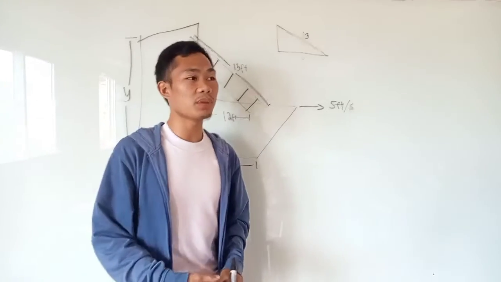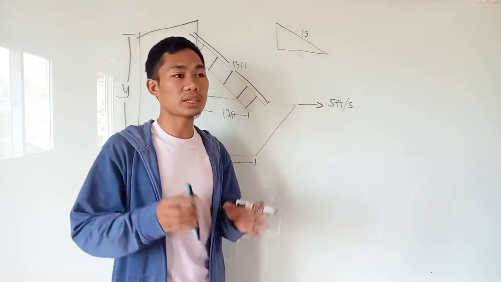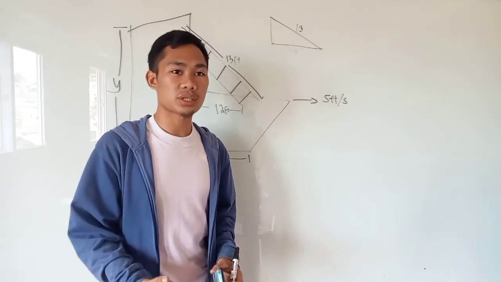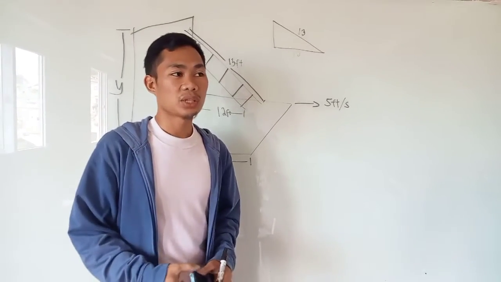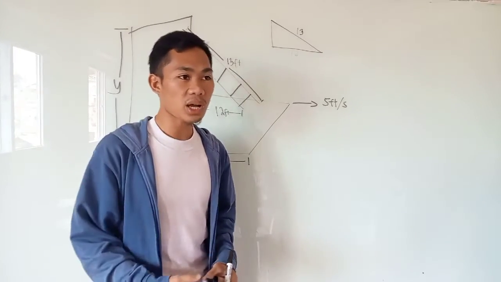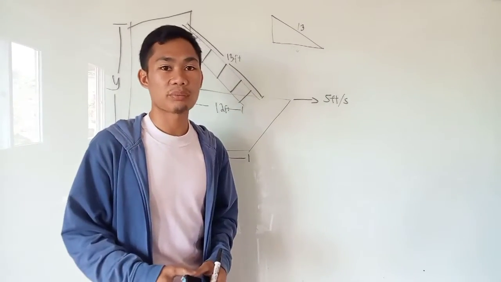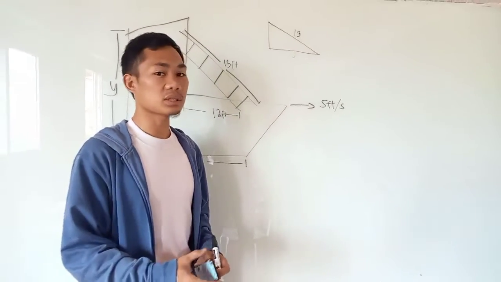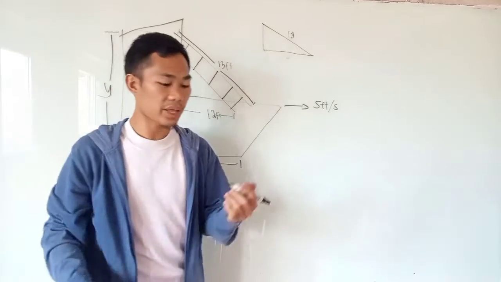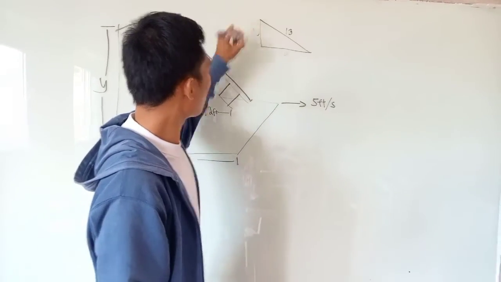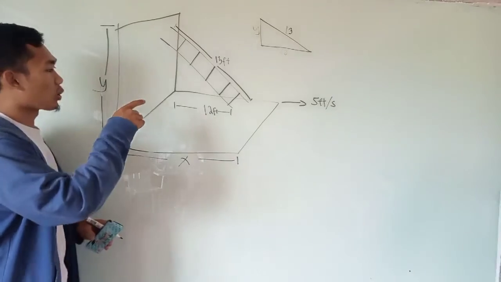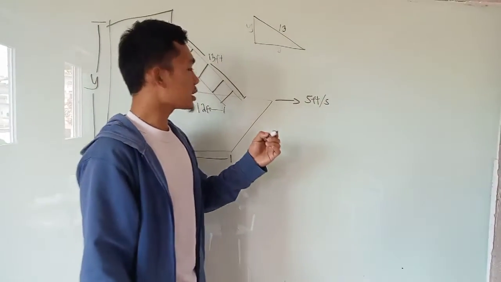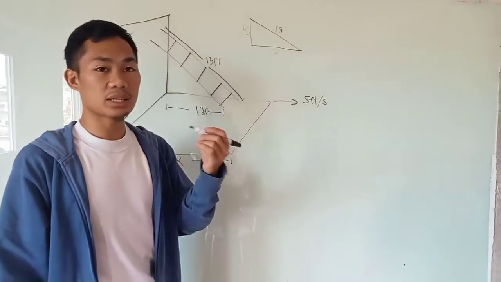So, in this kind of problem, we know that we will deal with a triangle. So, we should know the equations in a right triangle. It's either SOHCAHTOA or the Pythagorean theorem. In this problem, we are going to use the Pythagorean theorem just for us to find the value of y, because we don't know the distance of the top of the ladder to the floor. So by using the Pythagorean theorem, we can easily solve.